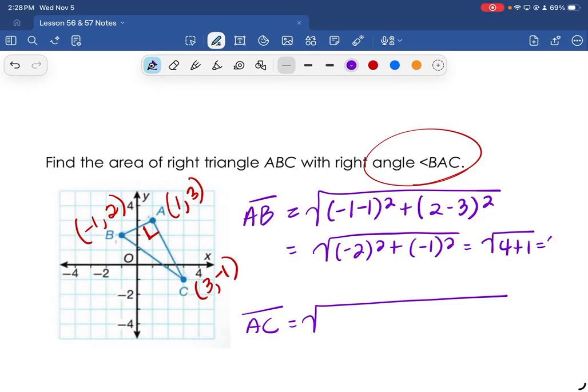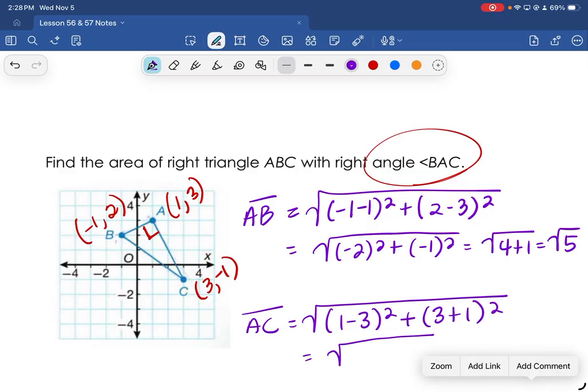Miss Davis, is this the answer to AC? Yep, that's what I got. And then we just multiply this together and divide by 2. Perfect. Especially since we're trying to find area. So do you get 2 root 3? I got a root 5. No, for AC, I got 2 root 5.